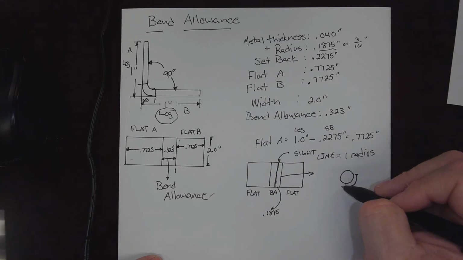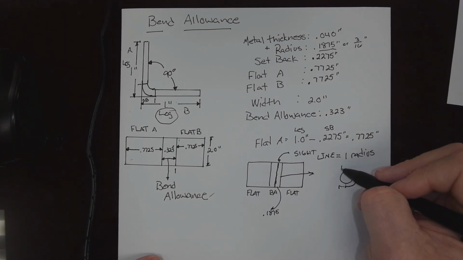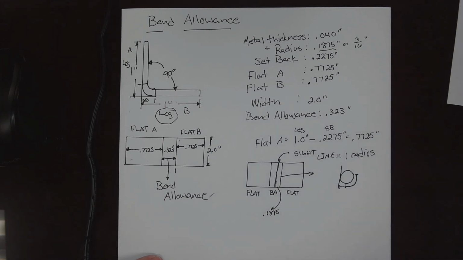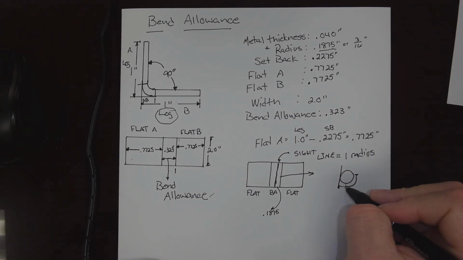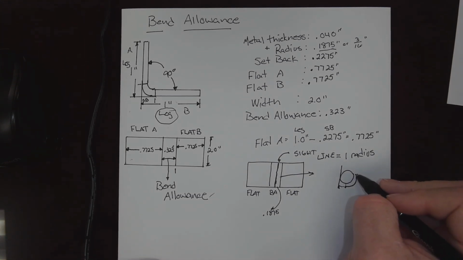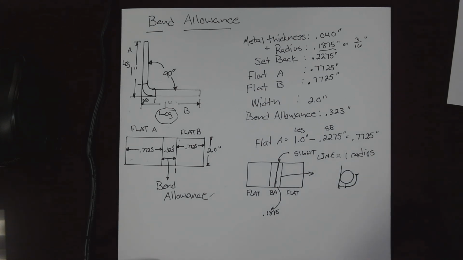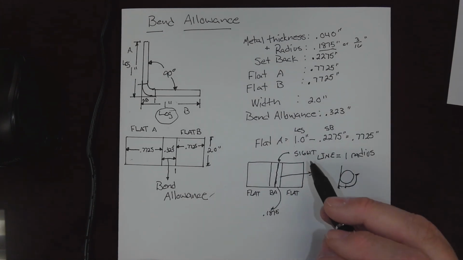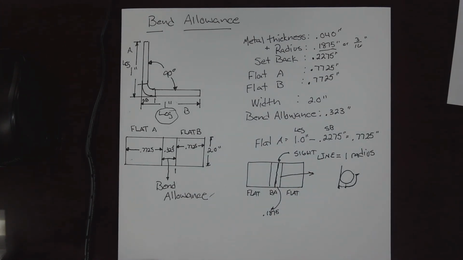So what a sight line does, it puts a line that we can look straight down that edge, line up on and clamp, and that'll allow us to know that our metal's going to start bending at the right location, and if it does, it'll stop bending at the right location. So this is how you can do the math to determine how to make a bend.